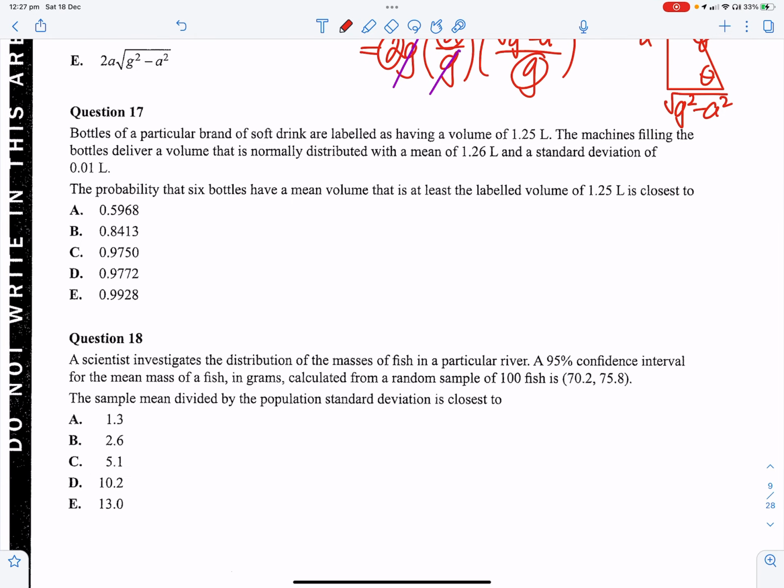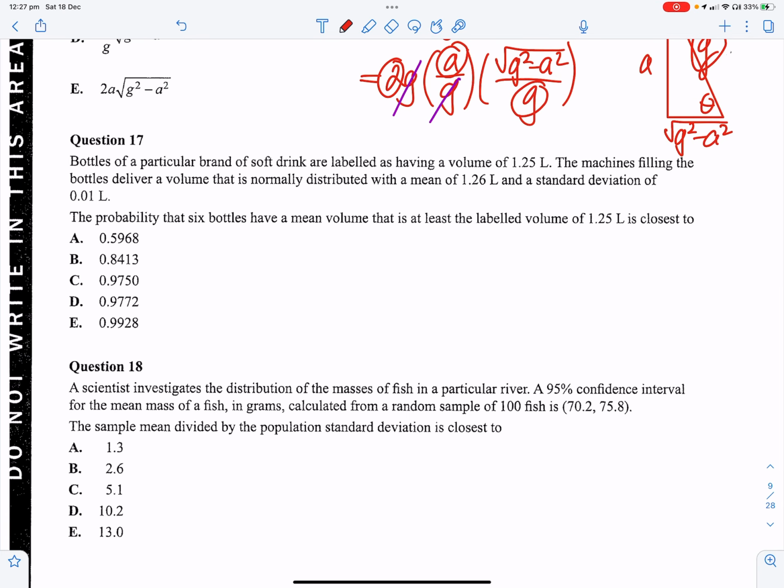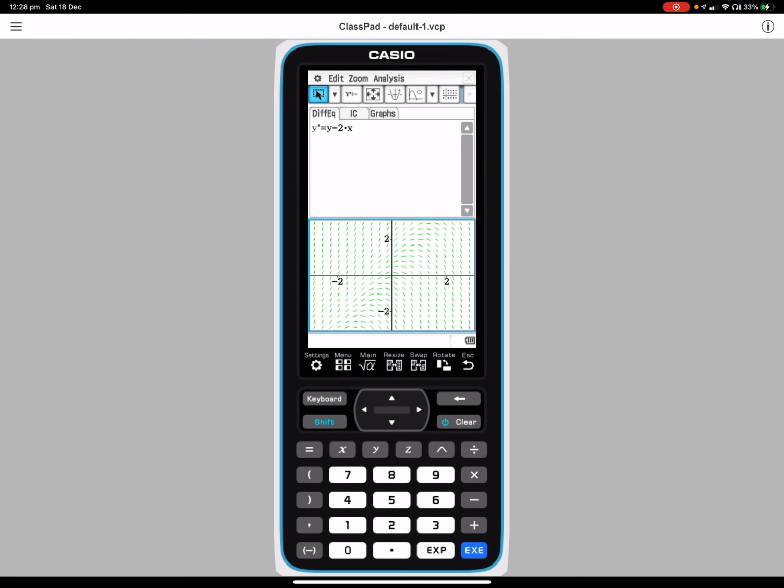Bottles of a particular brand of soft drink are labelled as having a volume of 1.25. The machine filling the bottles is normally distributed with a mean of 1.26 and a standard deviation of 0.01. Find the probability that 6 bottles will have a mean volume that's at least the labelled 1.25. So mu is 1.26. Sigma is the population standard deviation. We divide it by root 6. And we want to know when it's greater than 1.25.